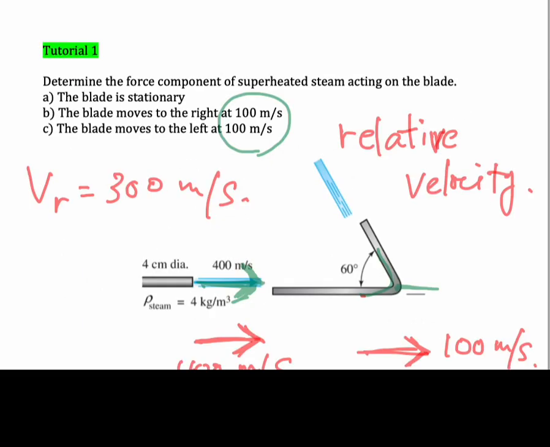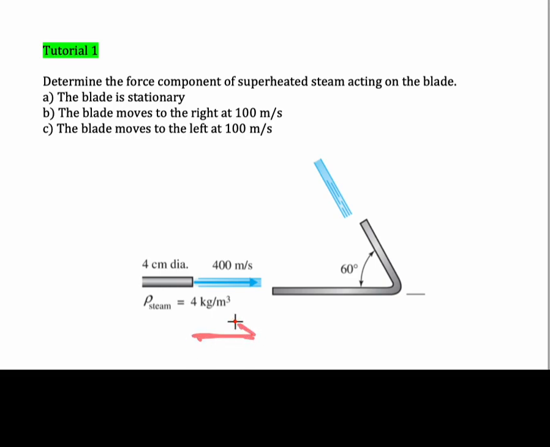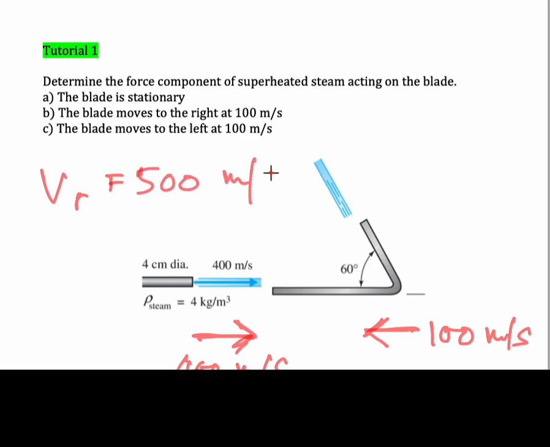But the velocity is not 400 meter per second. You just imagine that the velocity of the water jet is only 300 meter per second, and that the blade is stationary. Again, the same thing happens for C, when we have 400 meter per second to the right, and this blade moves 100 meter per second to the left. Using the idea of relative velocity, the relative velocity now becomes 500 meter per second, while the blade remains stationary.